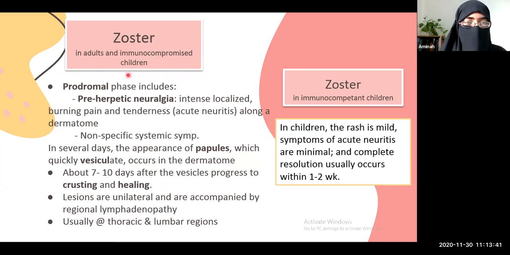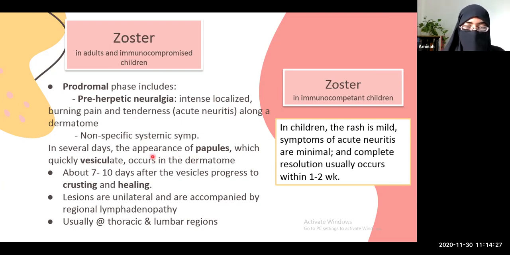In adults, there'll be a prodromal phase like we had in varicella with non-specific systemic symptoms, which will happen 2 to 3 days before the eruption phase. But what's characteristic in zoster is that you have a burning pain and tenderness along a specific area, along the dermatome of the ganglion where the neuritis occurred. This is called preherpetic neuralgia, and it's actually the most common presentation of zoster patients. They go to the hospital because of the pain, and the next common presentation is because of the itching.